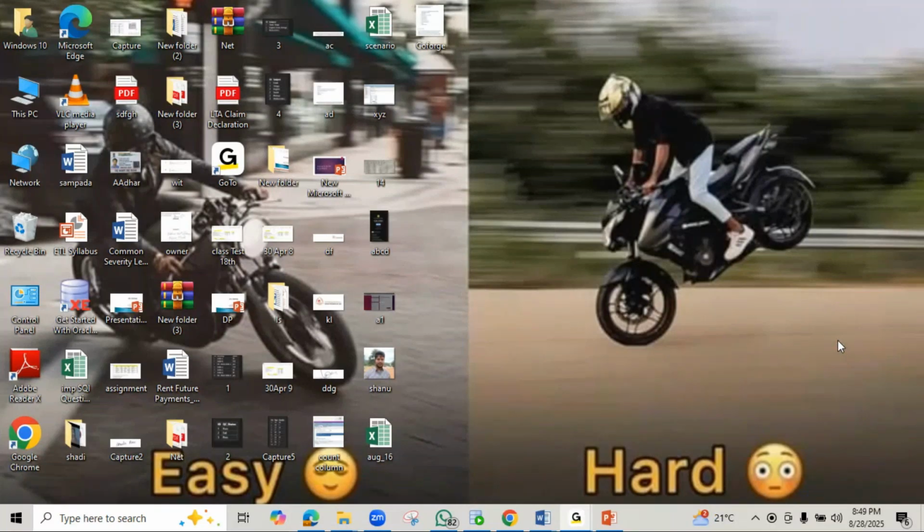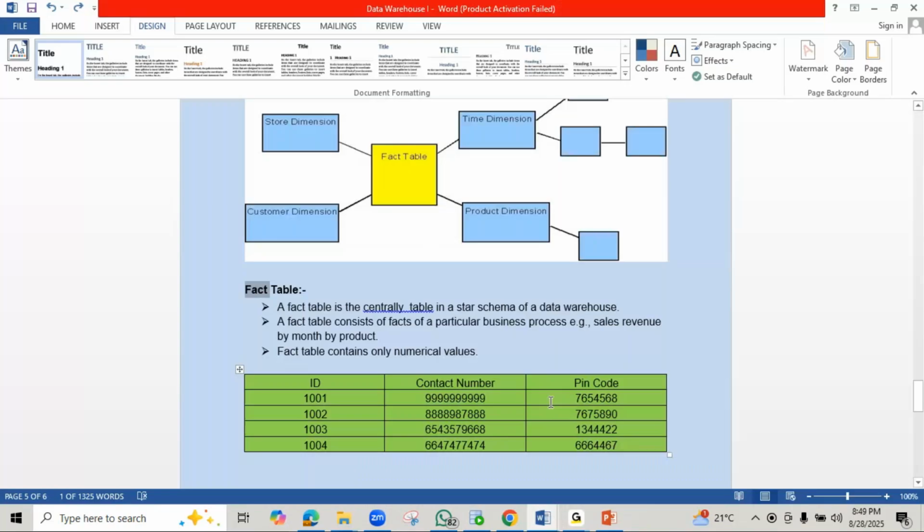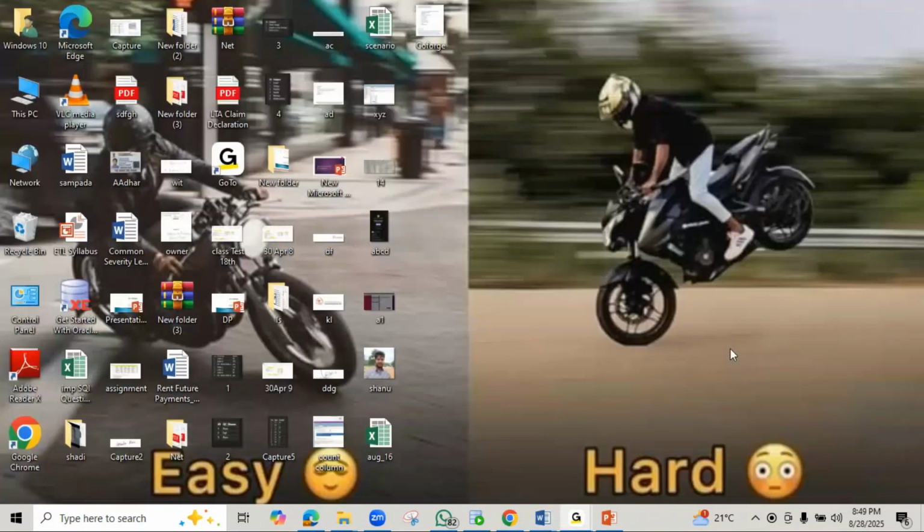Okay, so guys, it is not a fact table. It is not a fact table because just now I confirmed that a fact table must contain only numerical values. Apart from numerical values, it will not contain any data.